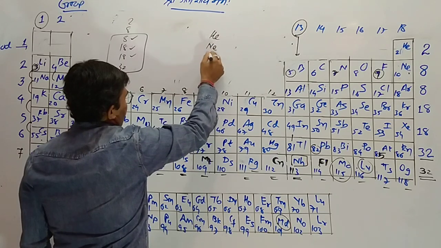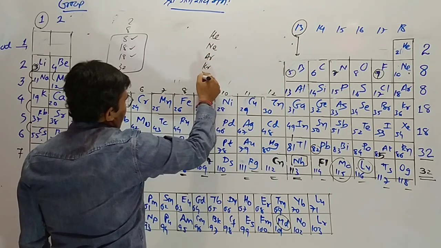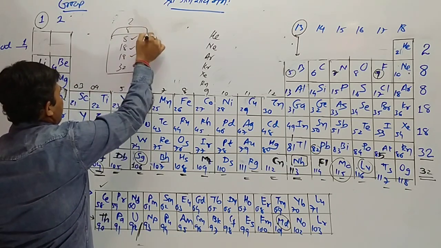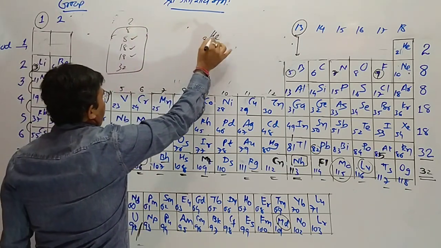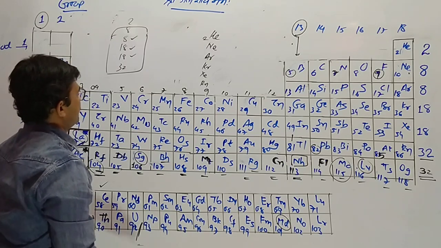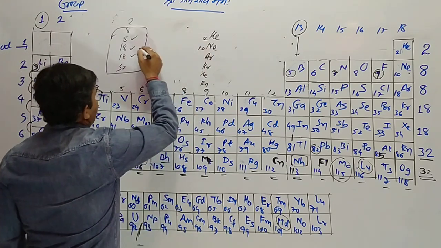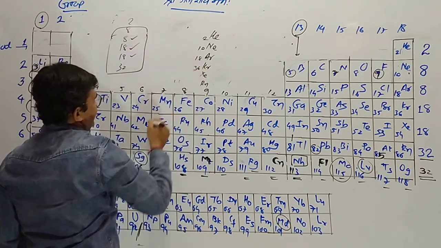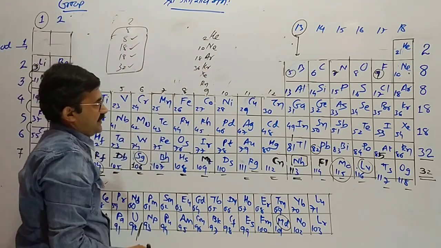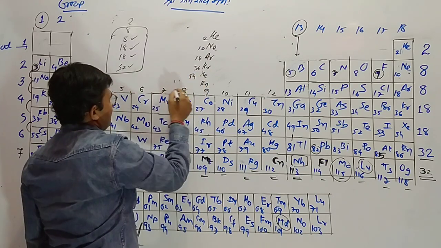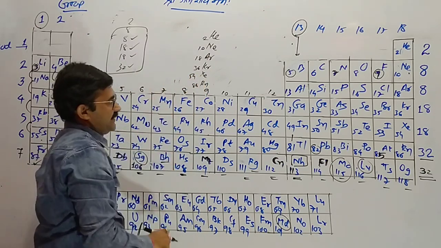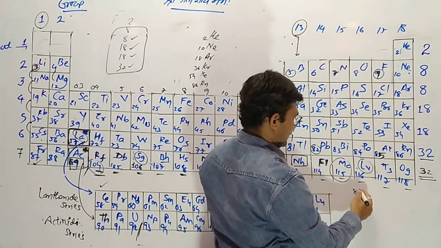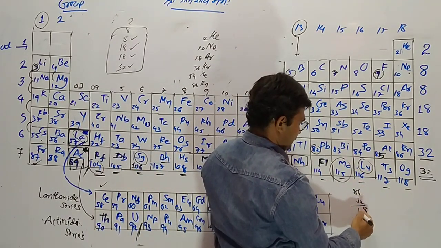Helium, neon, krypton, xenon and radon. 6 are natural. First, the atomic number of helium is 2, then add 8 to get 10. 10 plus 8 is 18. 18 plus 18 is 36. 36 plus 18 is 54. Then add 32 to get 86 for radon. What about the last one? Add 32 in the last one: 118.